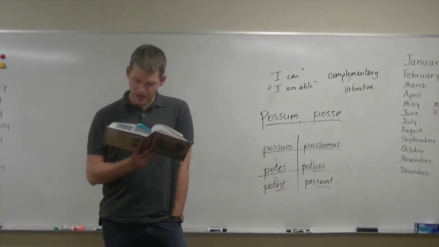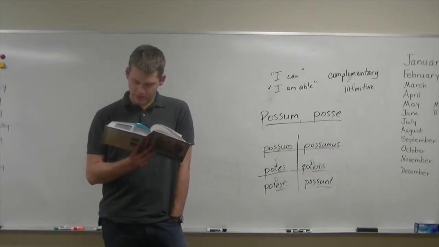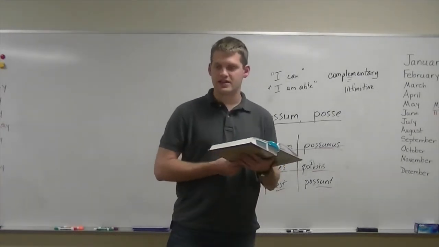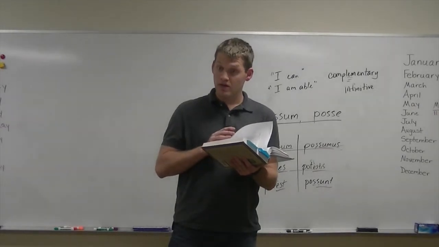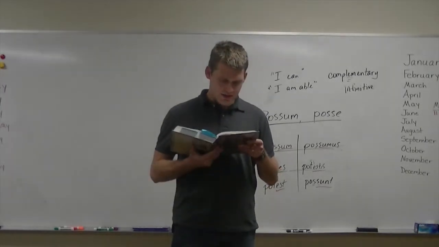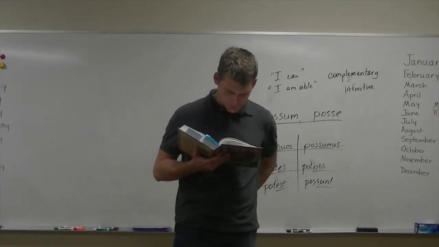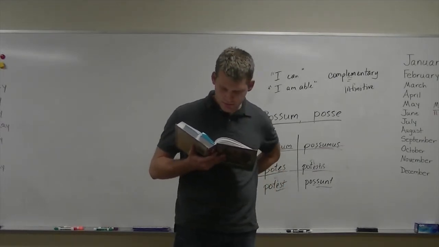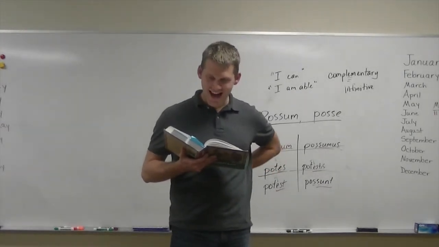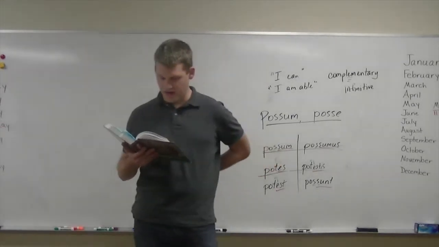Five, form of possum, posse? No. Good, excellent. Okay, so what is our verb? Vocabit. Good. What tense is that verb in? Future, good. There it is. Okay, number six, form of possum, posse? Nope, none. What's our verb? Cogitabant. Good. What tense? Past. We have three past tenses in Latin. Imperfect. There we go. Okay, so they were thinking.